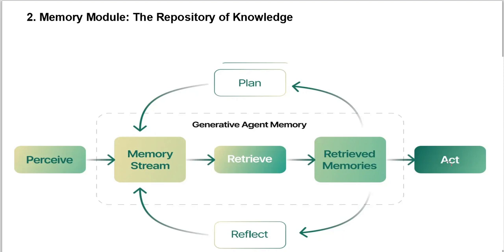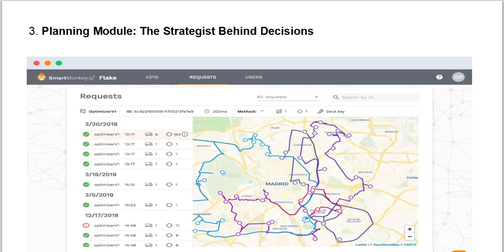So let's go to the third component, which is the planning module. So what is the planning module? It's also called the strategist behind decisions. The planning module is the agent's central decision-making hub. It analyzes the current situation, considers input from the memory and profiling modules, and devises strategies to achieve goals.